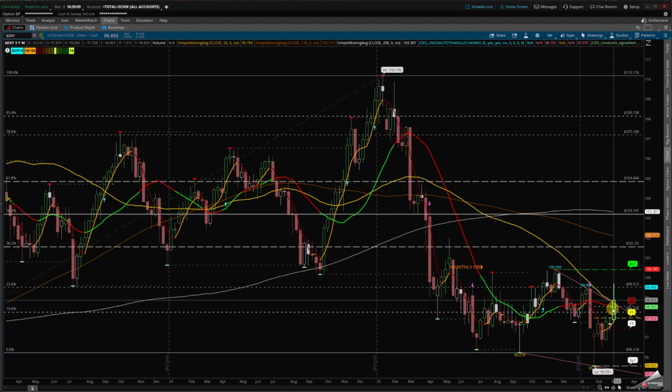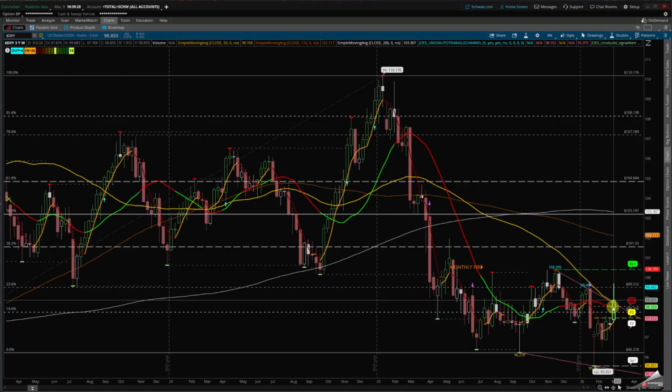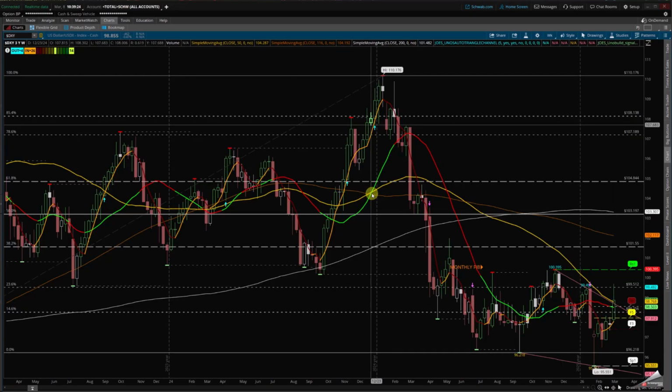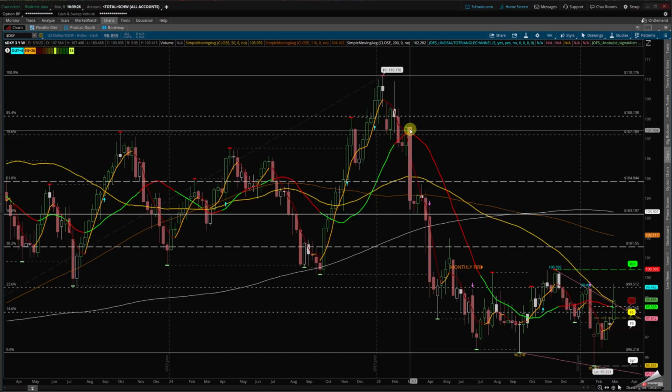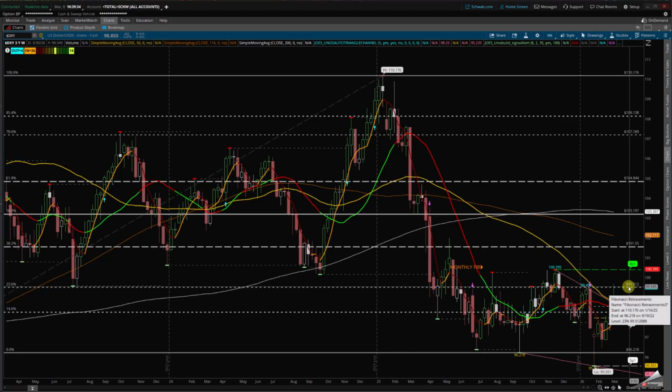Now we have the 18 and the 50 simple moving averages starting to move. We've got to pay attention to the 50 if there's going to be a crossing on the 18 simple moving average. Whenever the 18 simple moving average crosses the 50, sentiment is bullish. You can see here when we crossed down, we became very bearish. Now we are in that solid consolidation below the 99.50, which I am paying attention to.